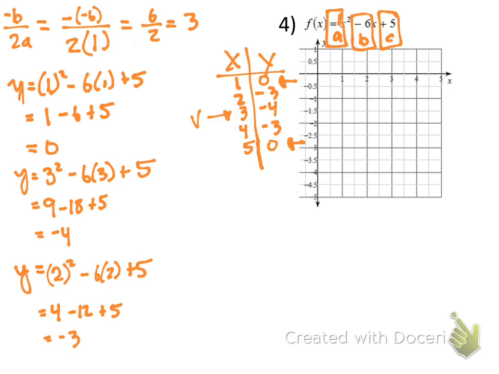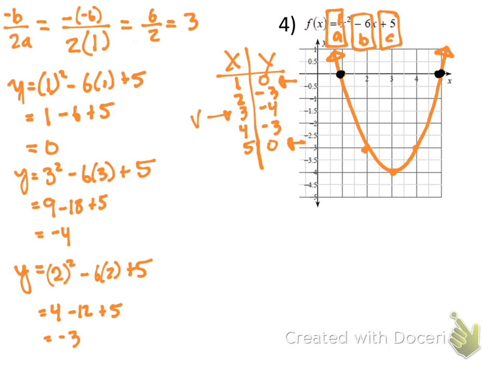Now, we could plot these points in. So we got 1, 0. Then we have 2, negative 3. 3, negative 4. And so forth. And you're going to notice that our vertex is way out of the way this time. But we have two solutions in this example. One here and one here.